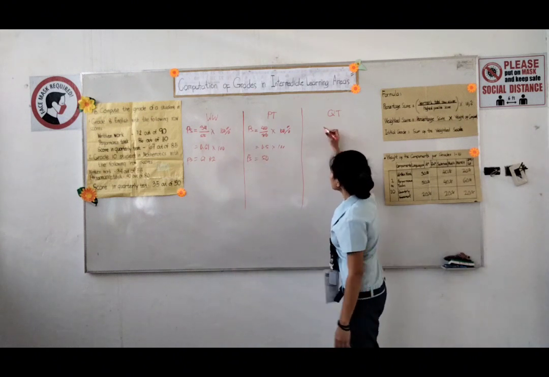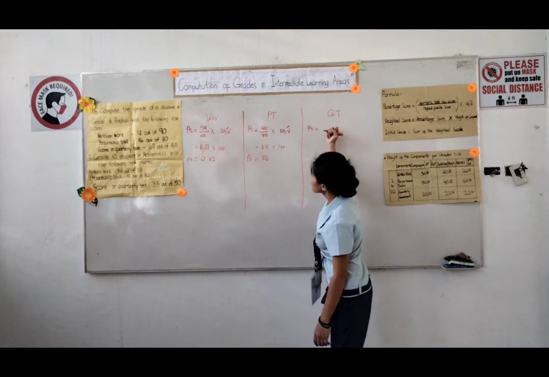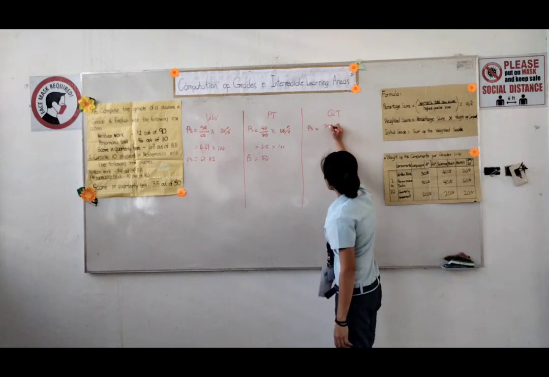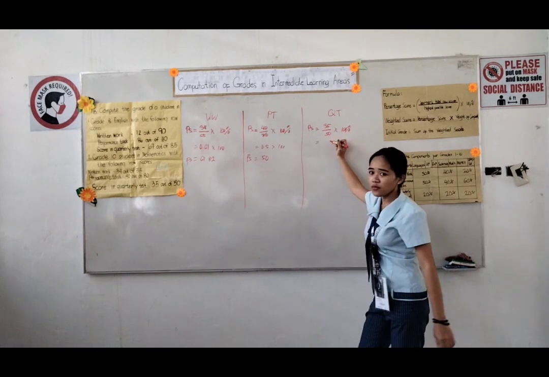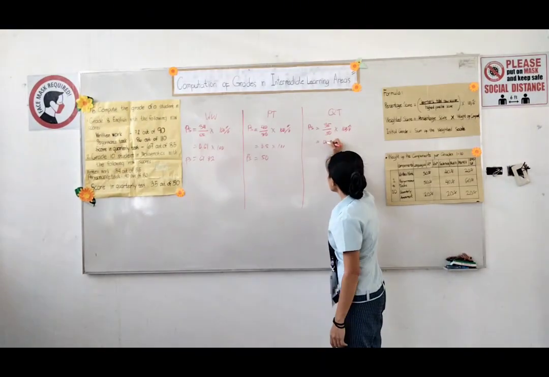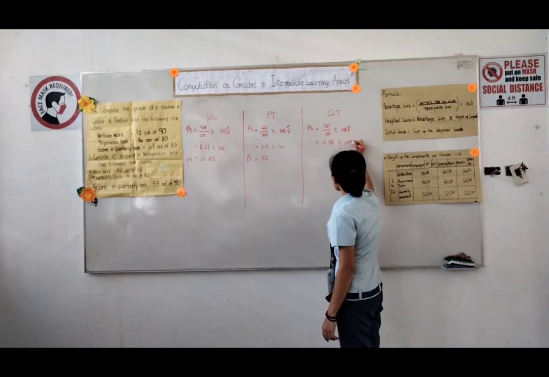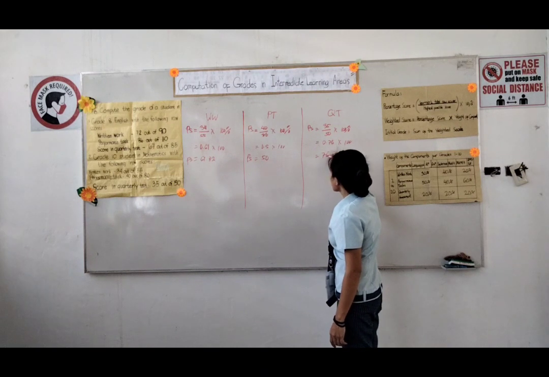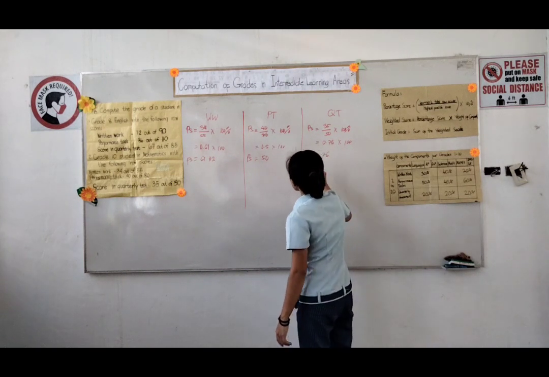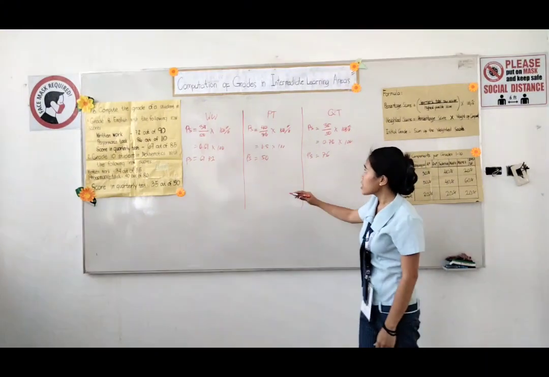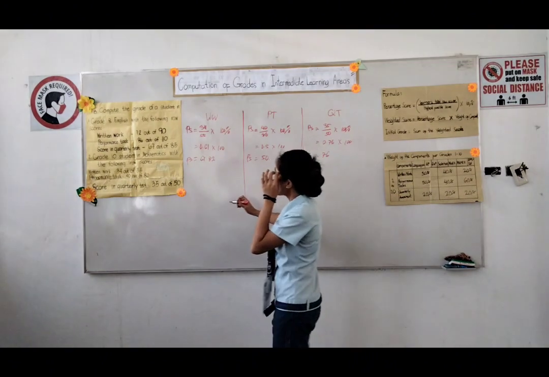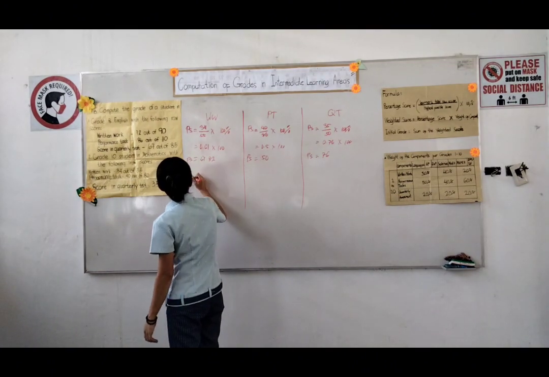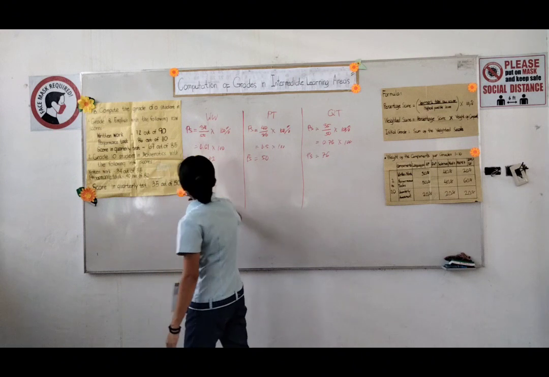So in quarterly test, we have 35 over 50 times 100%. So 35 divided by 50 is equal to 0.70 times 100, which is equal to 70. So now we have already gotten the percentage scores. Let's proceed to get the weighted score.